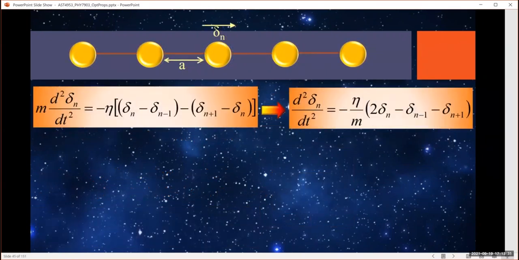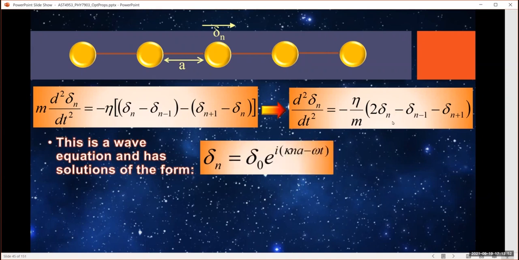So this is the equation we just came up with. This is my F equals ma. This is my Hooke's law. And all I've done here is to divide out by the mass. So I've got the acceleration on one side, and I've got the spring constant and the mass on the other, and then these are the displacements.